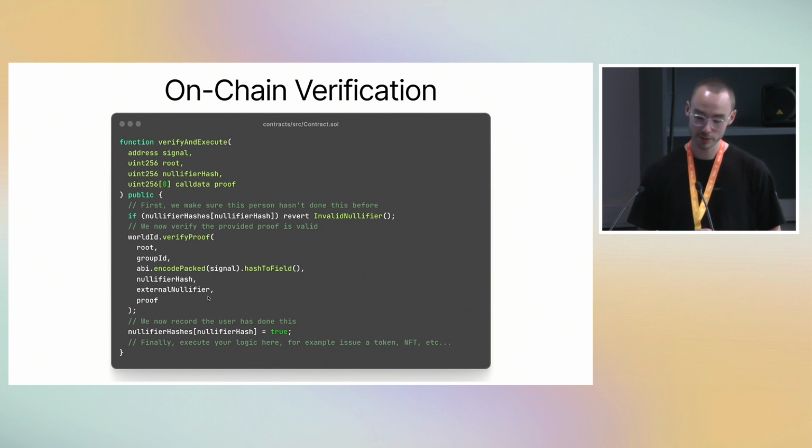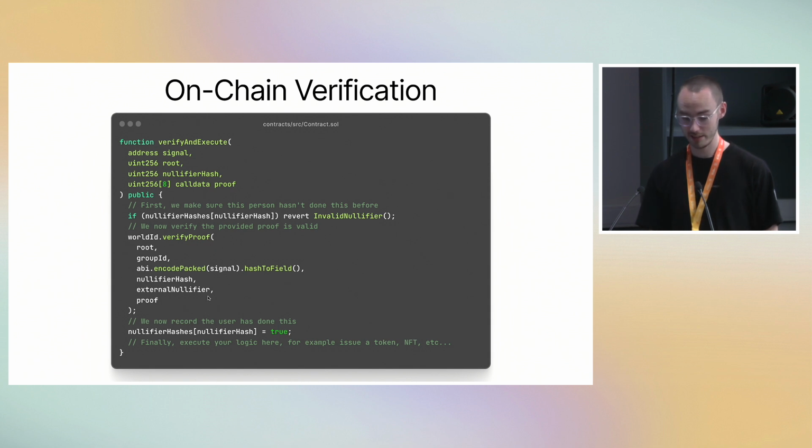But once we've checked that the user hasn't done this action before, then we call the verify proof function on that World ID router. So we pass in the root, the group ID, which on-chain currently is always 1 for the orb verified group. Device verification can't be verified on-chain at this time.